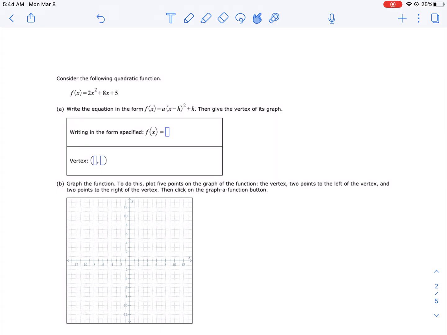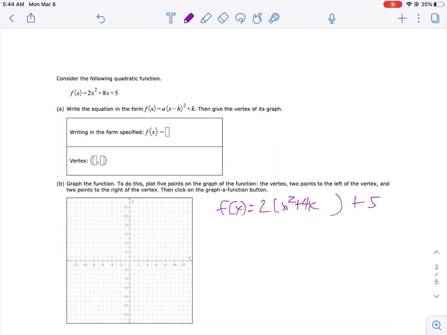First off, we have to complete the square. Remember, when you complete the square, you can't have a leading coefficient in front of it. So we're going to factor that 2 out of the x's. So I'm going to say f of x equals 2, parentheses, x squared plus 4x, leave a blank and I'll go add 5.